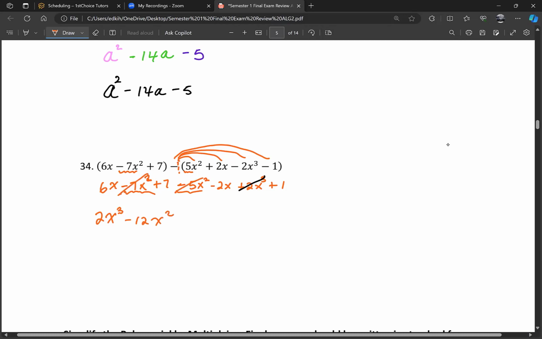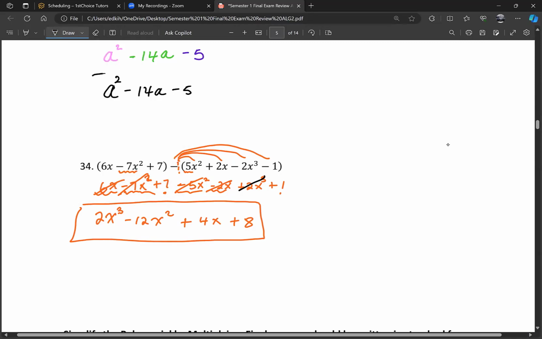The next thing on our agenda is the 6x minus 2x. That becomes a 4x. So these are gone, taken care of. And then we have a 7 plus 1. So that makes it an 8. And there you have your answer. Oh, I forgot to box the one above it. Let me go ahead and do that.